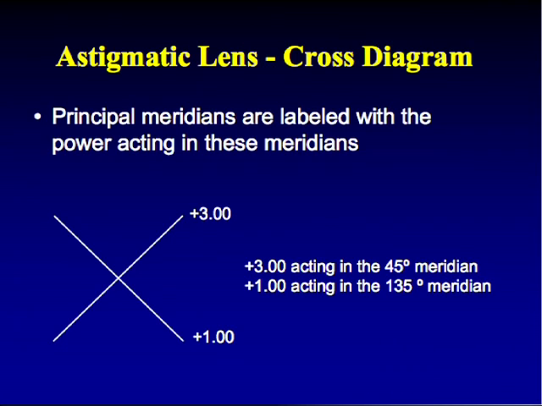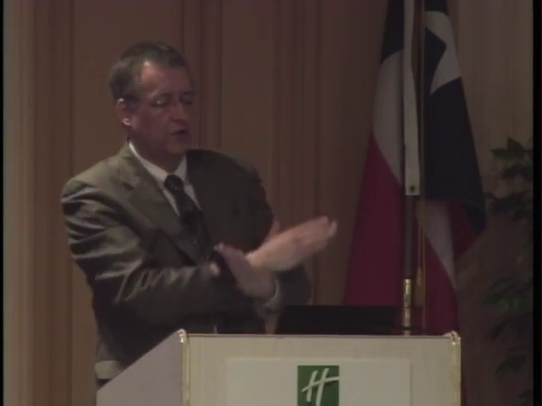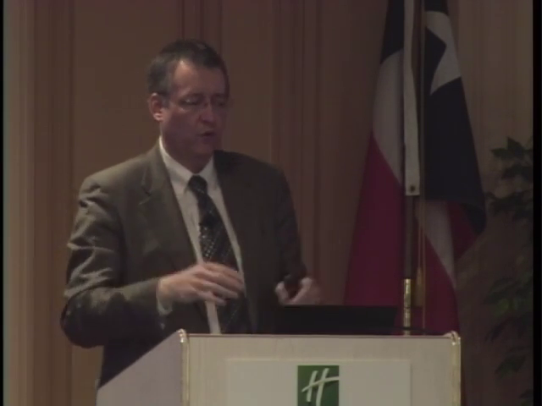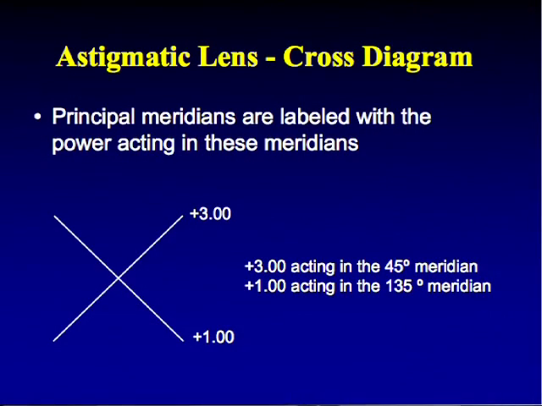So how do we then describe a lens that has different powers in 2 meridians 90 degrees away from each other? You can't just use a single number. You need two numbers and an orientation. So one way to do it is with a cross diagram. In this case, we have a cross with principal meridians labeled with the power acting in these meridians. So we have +1 here acting in the 135-degree meridian and +3 acting in the 45-degree meridian.